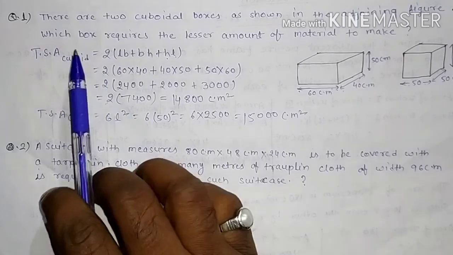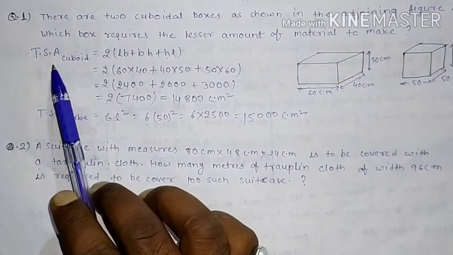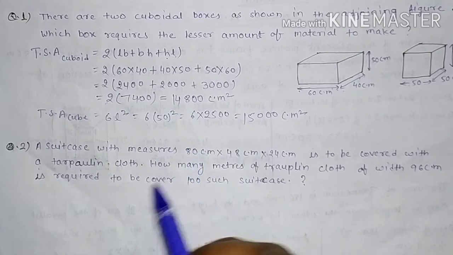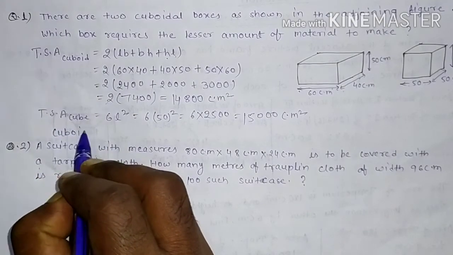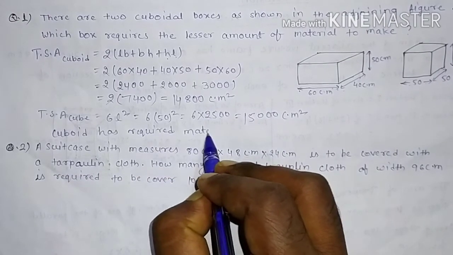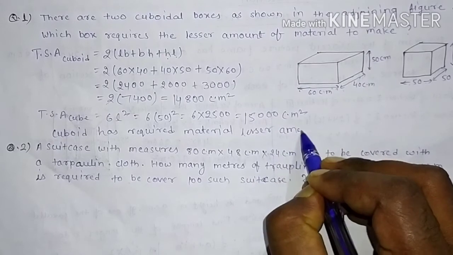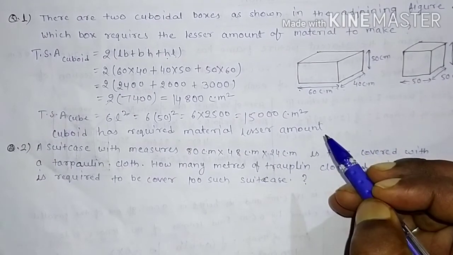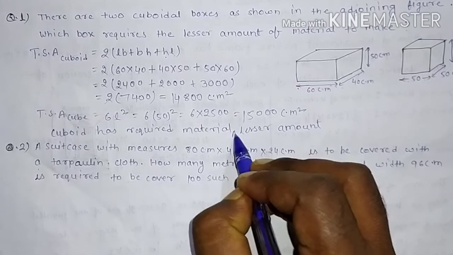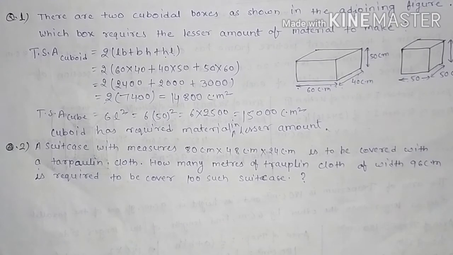And what we have to find? We have to find which box requires the lesser amount of material. The total surface area of the cuboid is smaller, so the cuboid requires material in lesser amount. Now this is the answer. Now question number 2.